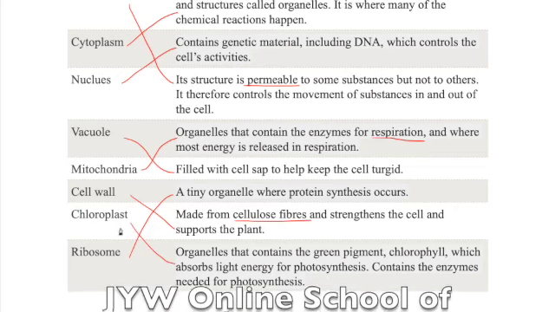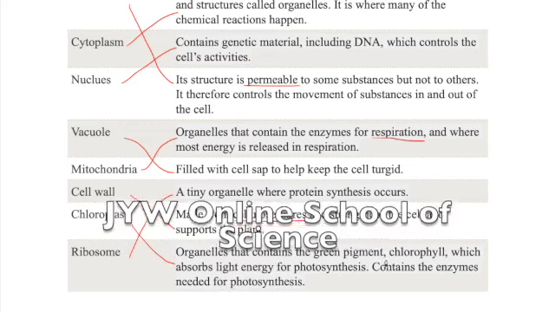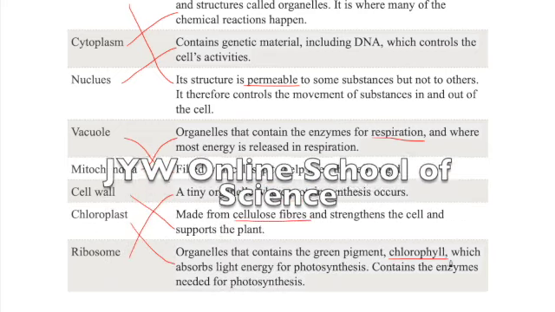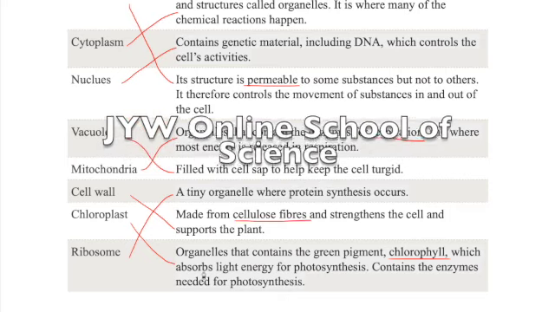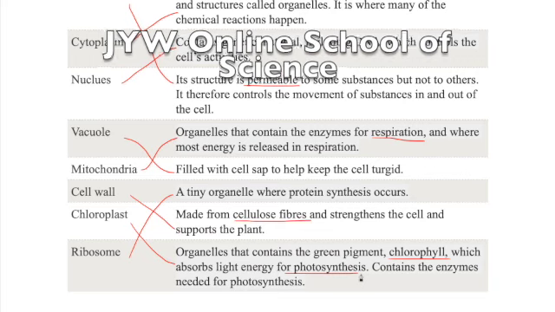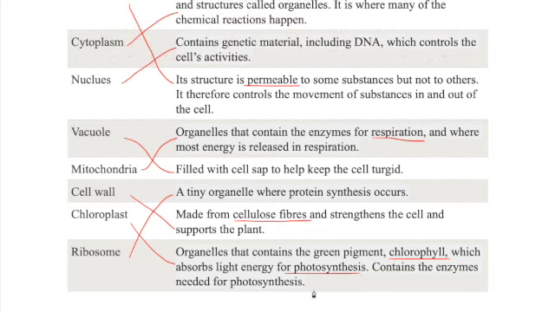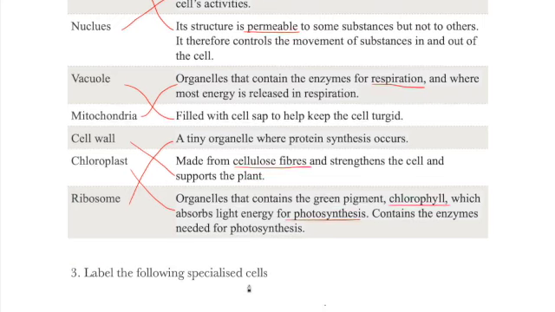Last one, it has to be this one, right? So the chloroplasts are organelles that contains green pigment called chlorophyll. Now, chlorophyll is able to absorb light energy for photosynthesis. It contains lots of enzymes needed for photosynthesis to take place. So that is a job for each part.